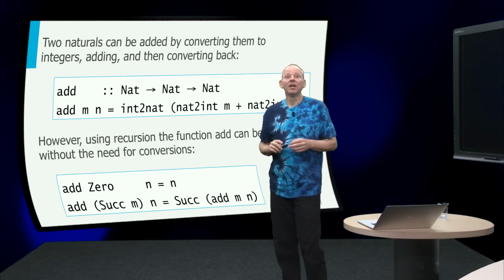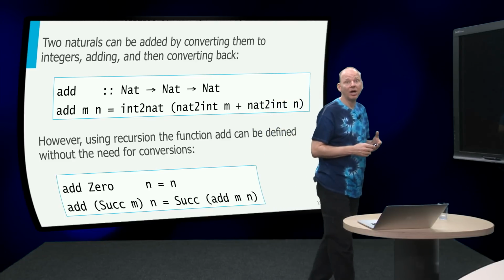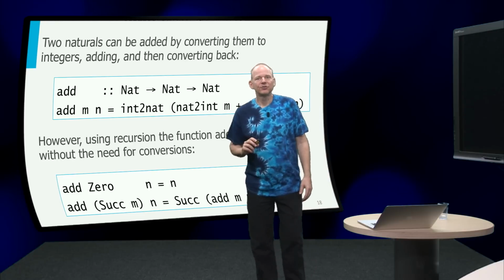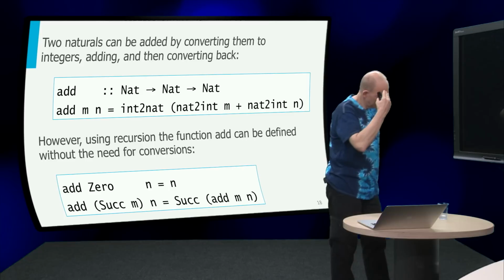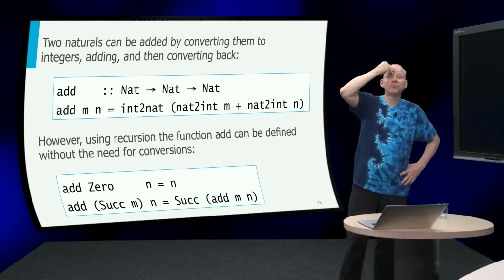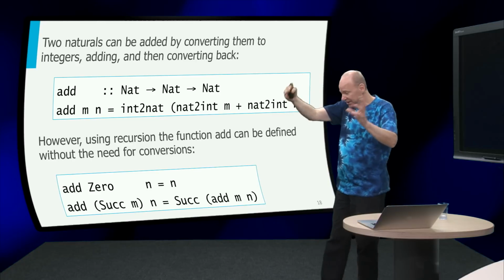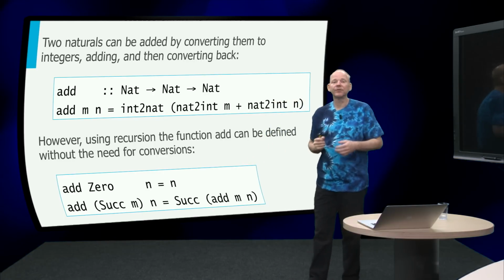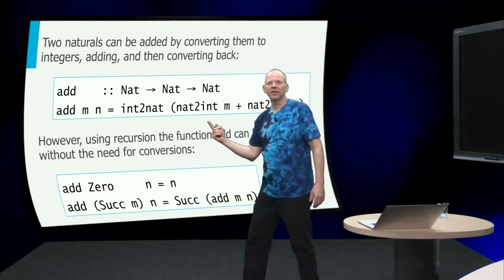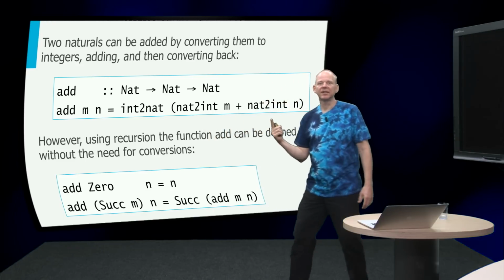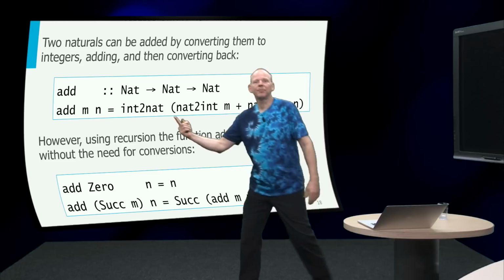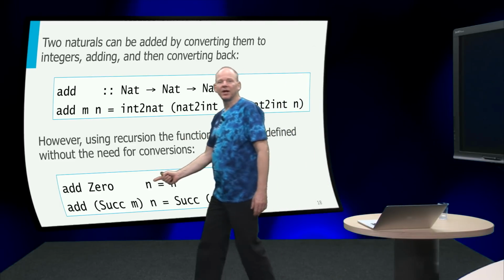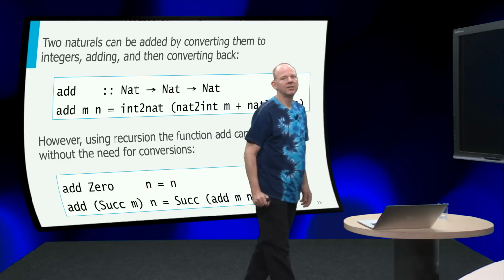Given two naturals, we can add them up by first converting them to integers and then converting them back to Nats. That's pretty brute force, right? We have these natural numbers, we convert them to integers, add them up, and then convert the result back. So we take a natural number, convert it to an integer, take the other one, convert it to an integer, add them up, and convert back. That's not very efficient. So instead, we can define this directly by induction over the natural numbers.